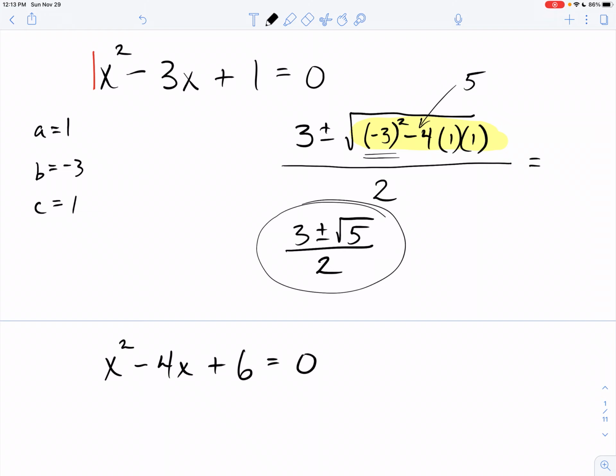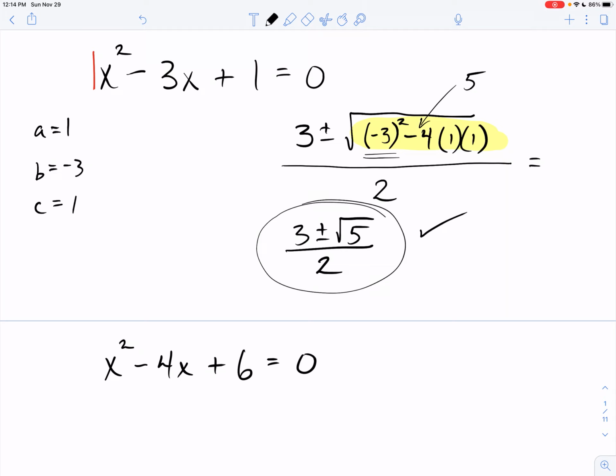So on the unit test, I'll ask for simplest radical form. I will. I won't ask for decimal form. In fact, if you give me decimals, that's not good. I'm going to always ask for simplest radical form. There's our answer.